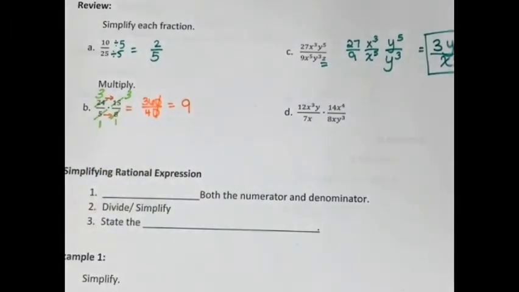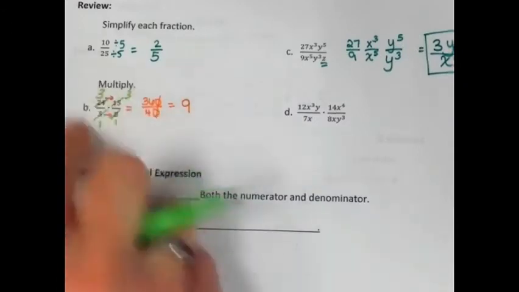Now, I personally like simplifying first. Why? Because then I don't have to multiply 24 by 15. I don't like taking big numbers and multiplying. Now, it's not hard, but it takes more work, right? So I try to simplify first.